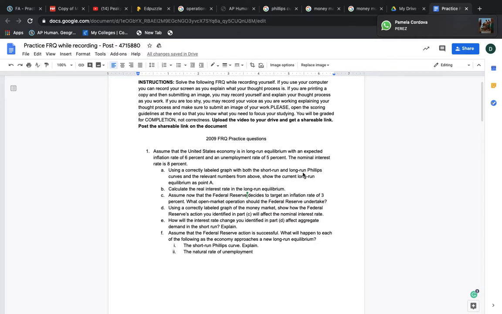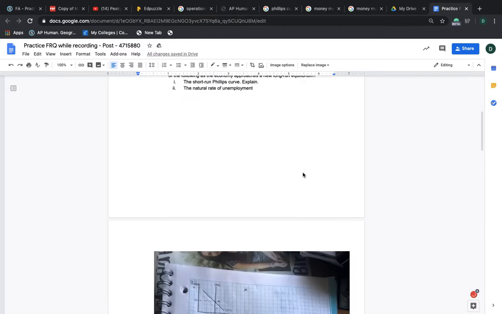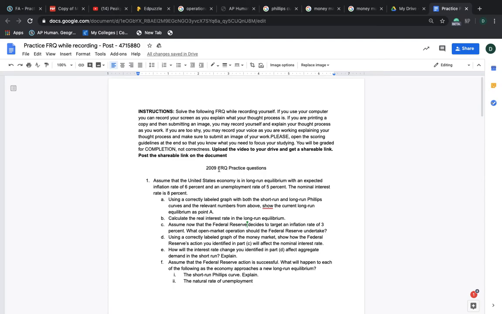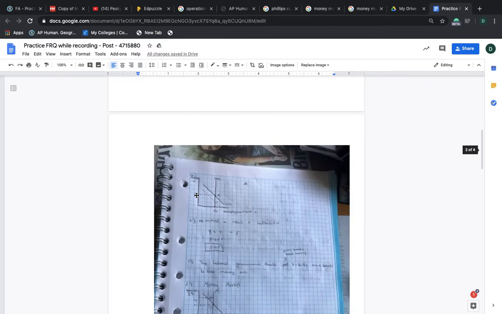Long run equilibrium. And so I draw the graph. We have inflation rate here, unemployment rate on the x-axis, and it says 6% for the expected inflation. So we put it on this side.